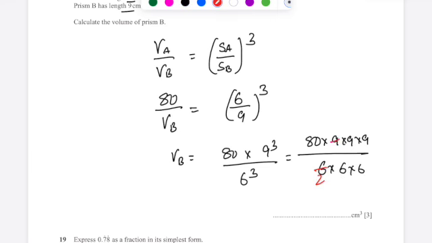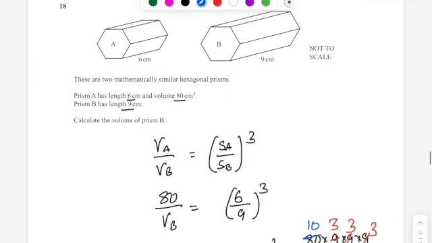3 times 2, 3 times 3, 3 times 3, 3 times 2, 3 times 3, 3 times 2. Then this all will become 8. 8 times 10 is 80. So 27 times 10, 270 centimeter cube.